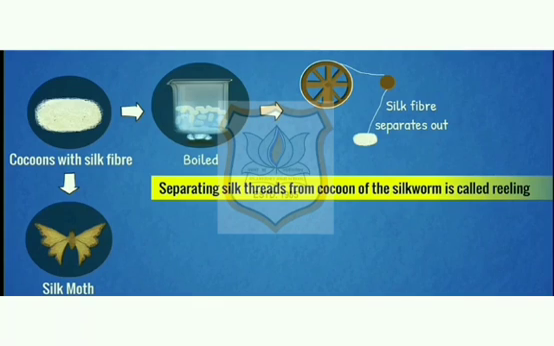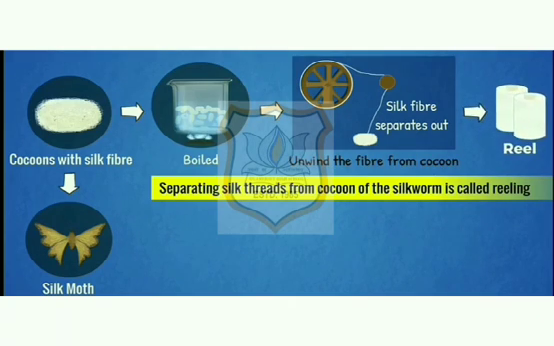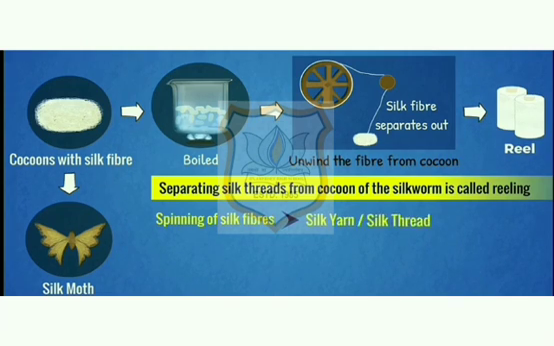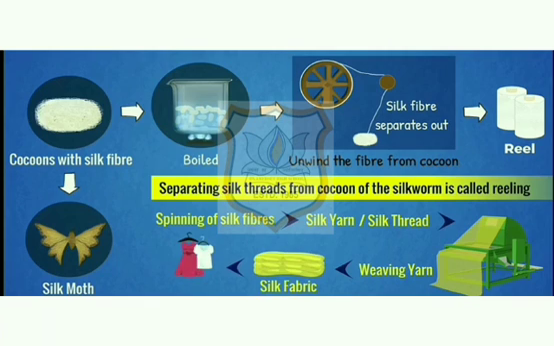It is done with the help of special machines. Here is one of them. Once the end is obtained, these machines unwind the fibers from the cocoon wound on the reel. Spinning of silk fiber produces silk yarn or silk threads. By weaving the yarn, we produce silk fabric, and then silk cloth can be formed.